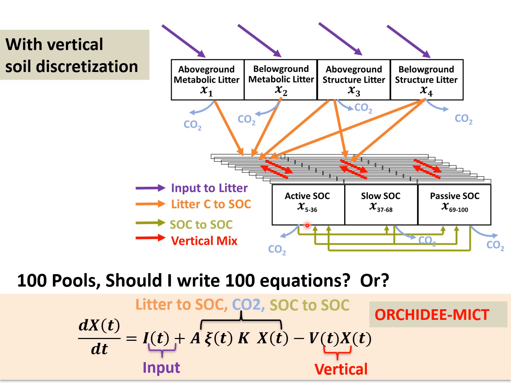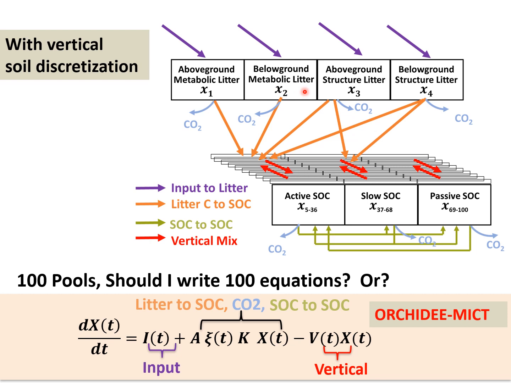What is different from the previous example is that in this OKD mix model, we have 32 soil layers. For each of the soil layers, we have active, slow, and passive soil organic carbon pools. The reason to have vertical soil layers is to try to mimic nature more realistically, especially in those permafrost regions. So in total, we have 32 multiplied by 3 plus 4, that is 100 carbon pools.